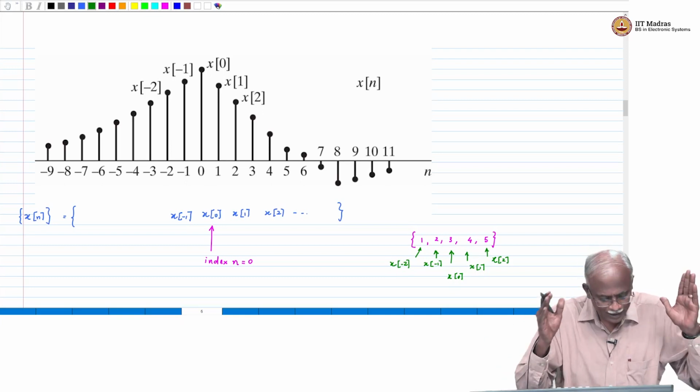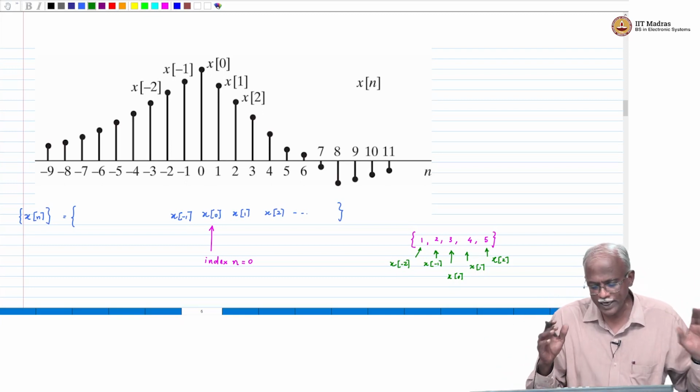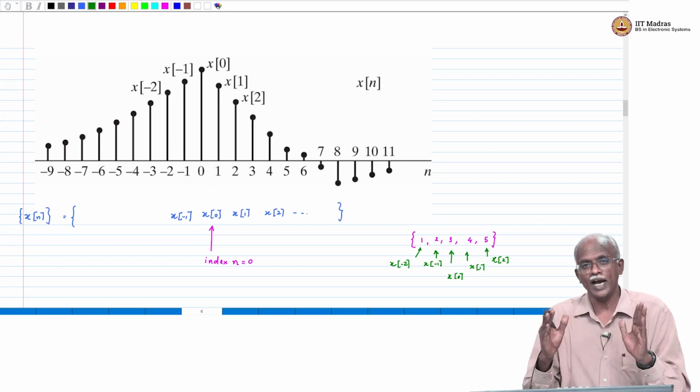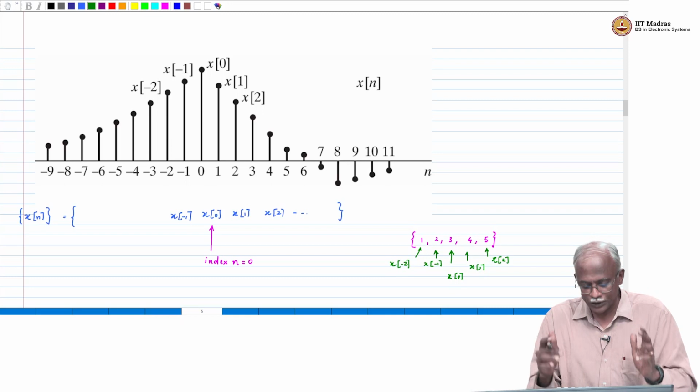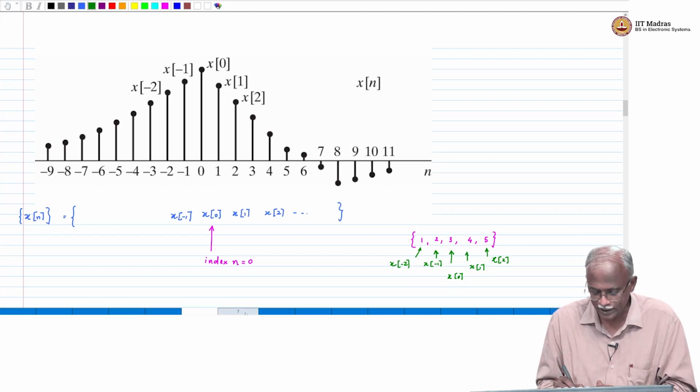So, this is the broad definition of a discrete time signal, and now we have the basic notation for us to quickly dive into the various discrete time signals and the continuous time signals.